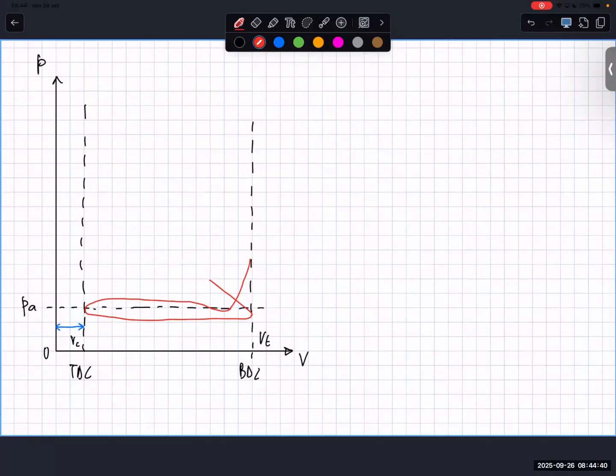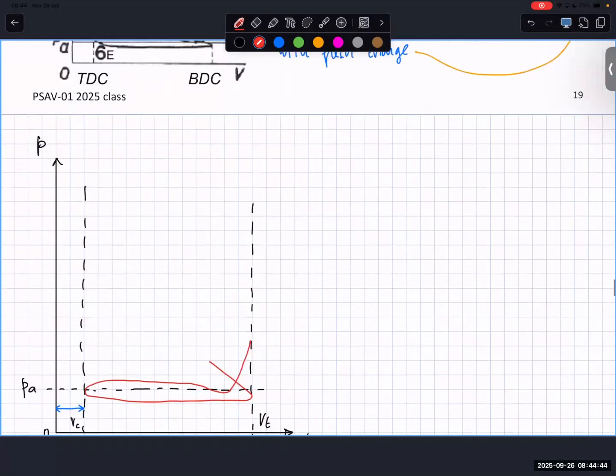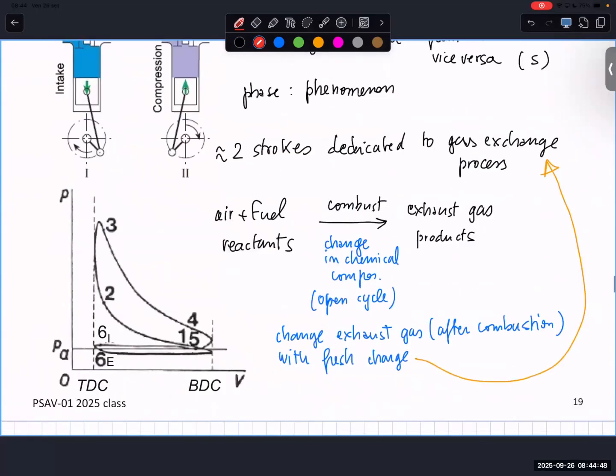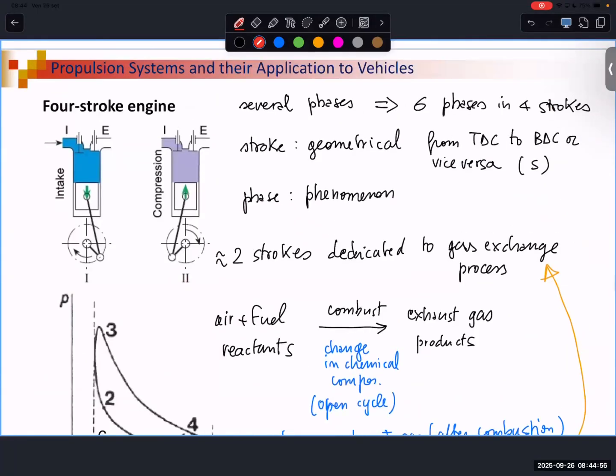Let's have a look at the phases, and after we can rediscuss this process of gas exchange. The first phase that we are considering is intake. And here we can also consider the phases describing the position of some valves that are used to let the fresh charge come in or go out.